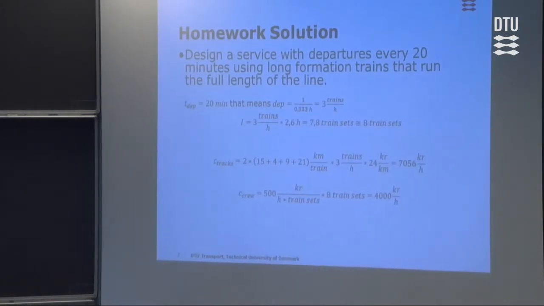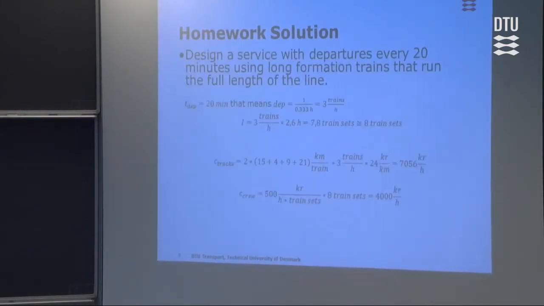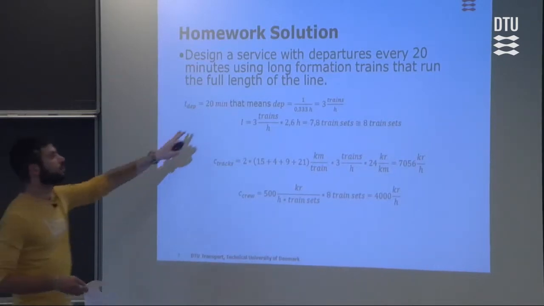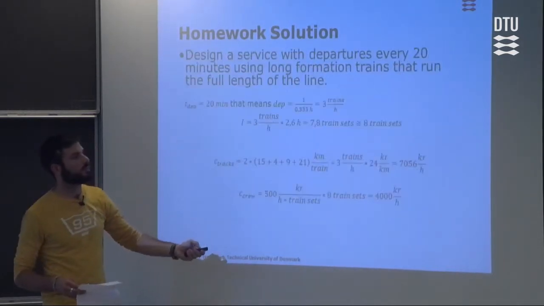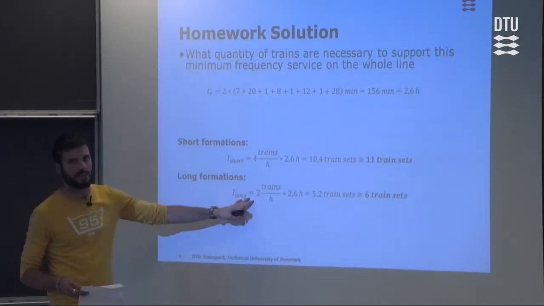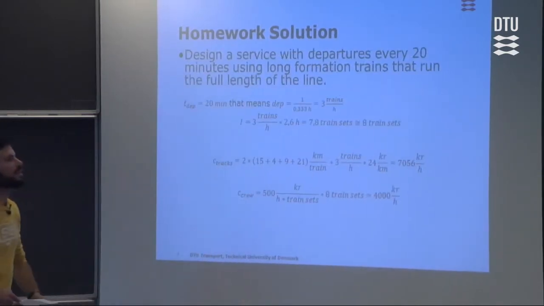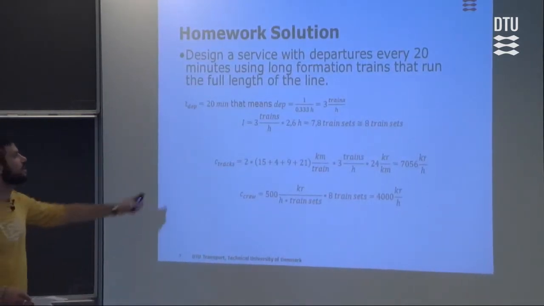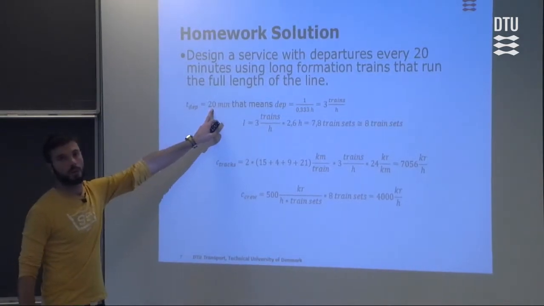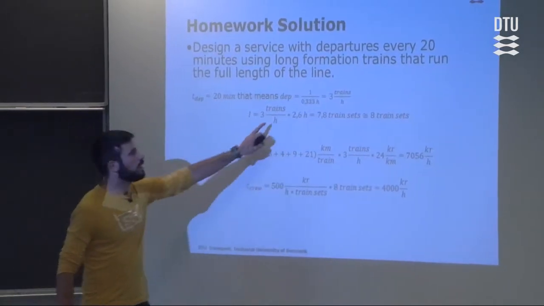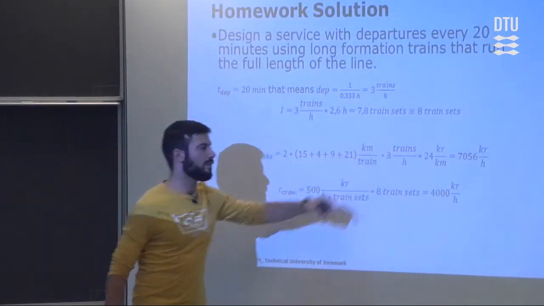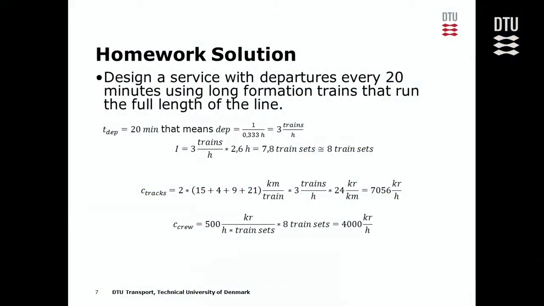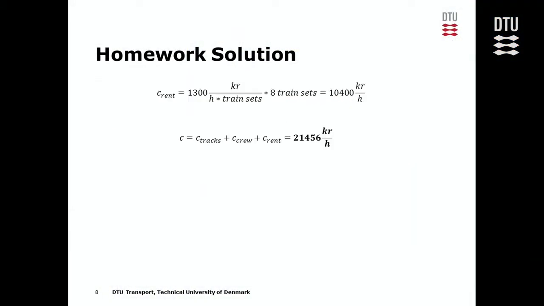Then the service design. So we are in the calculation of the cost. This is an input. Fortunately, the mistakes made here were not spread out, so we can start again if we had some mistakes. And we have 3 trains per hour because we have 1 train every 20 minutes. We calculate again the number of train sets that we need to run this service every 20 minutes, and we are calculating the cost for tracks, crew, and the rent.